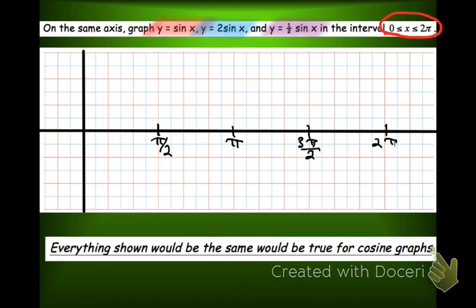So starting with the original graph, y equals sine of x. Well, we know that that goes between 1 and -1. So we're going to be going, sine starts at 0. So 0, 1, 0, -1, sorry, that kind of runs into the numbers, and back to 0. So it looks something like this.